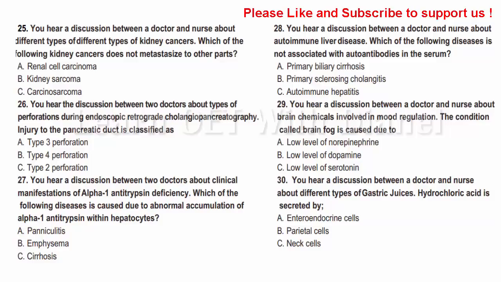Neck cells produce bicarbonate and mucus. Parietal cells generate hydrochloric acid. Chief cells produce pepsinogen. And enteroendocrine cells generate various hormones. Hydrochloric acid is a strong acid secreted by the parietal cells, and it lowers the pH level of the stomach to around 2. Hydrochloric acid converts pepsinogen into pepsin and breaks various nutrients apart from the food we eat. It also destroys bacteria that come along with the food.